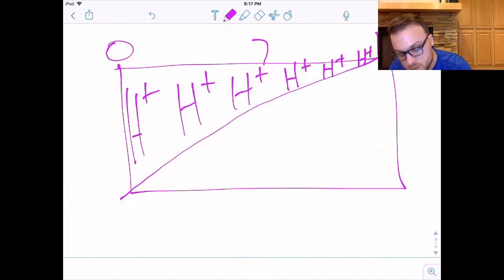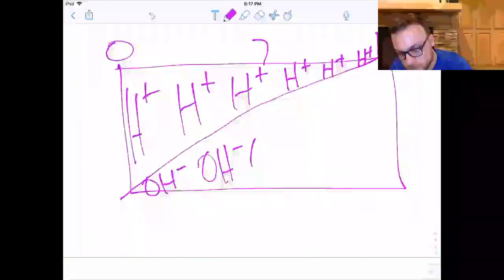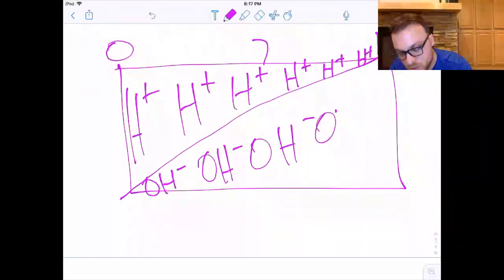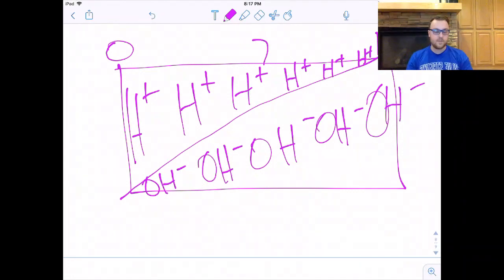While at 0, you don't have hardly any OH minuses, and as you creep towards 14, your concentration of OH minus is getting larger and larger and larger, because H plus is a measure of how acidic you are, and OH minus is a measure of how basic, how alkaline, you are.